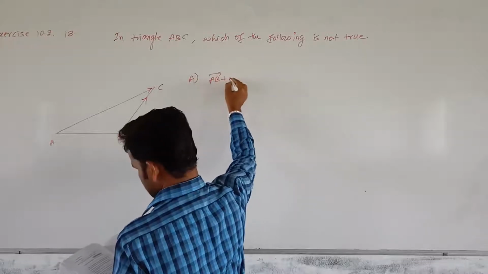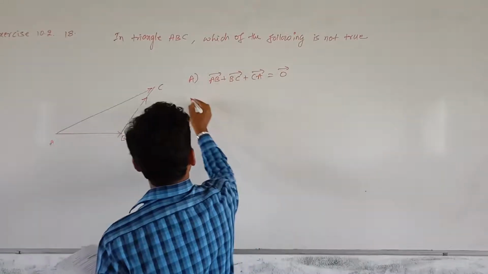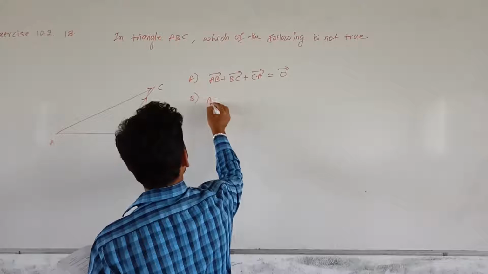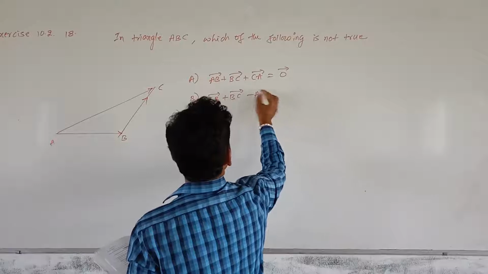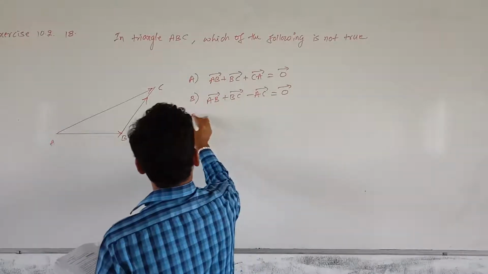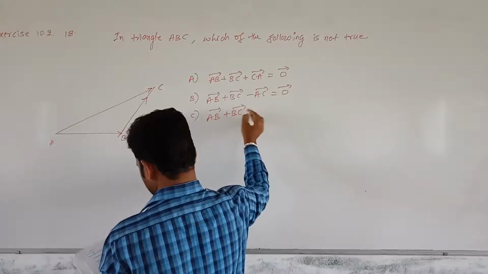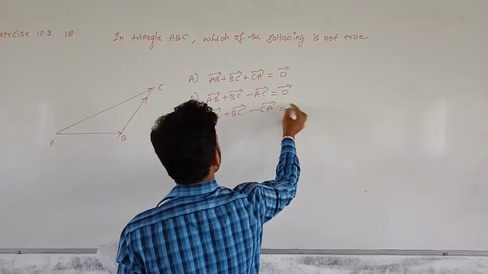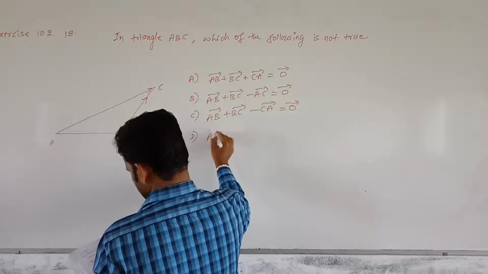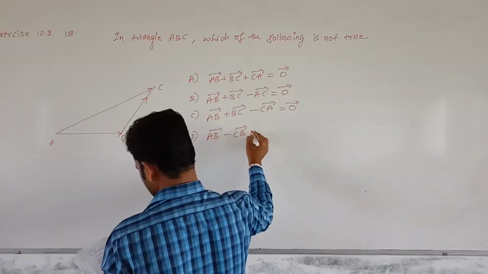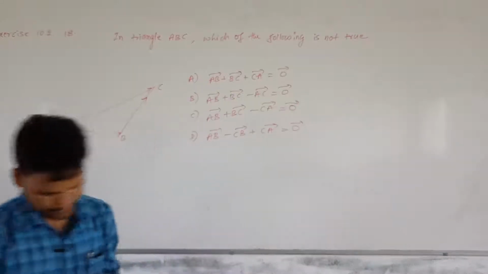Option A, vector AB plus vector BC plus vector CA is equal to null vector. Option B, vector AB plus vector BC minus vector AC is equal to null vector. Option C, vector AB plus vector BC minus vector CA is equal to null vector. D, vector AB minus vector CB plus vector CA is equal to null vector.